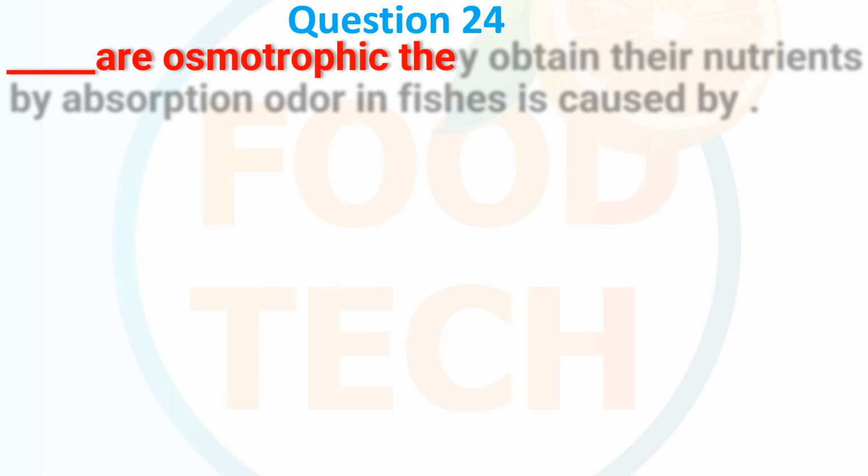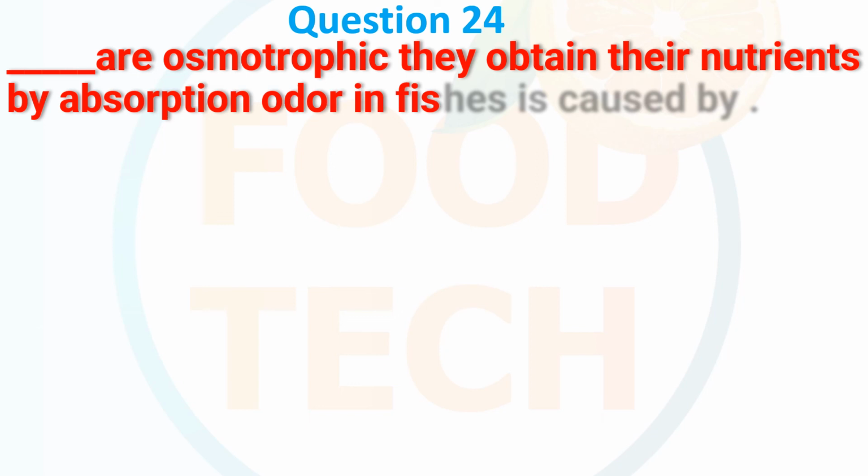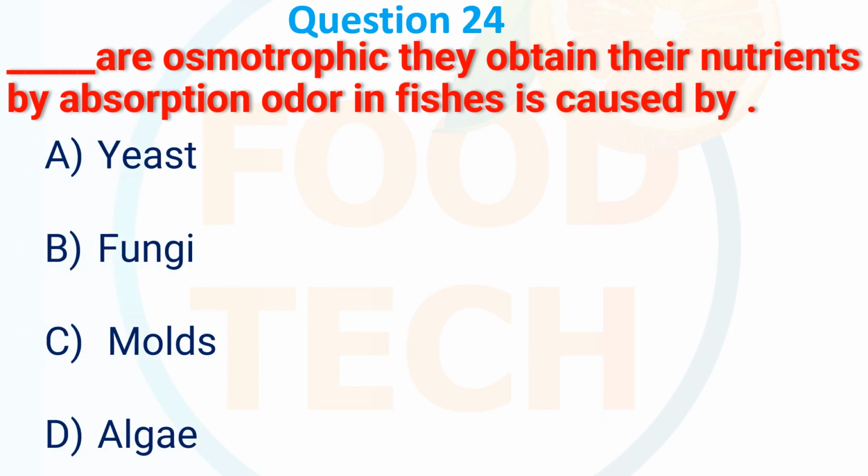Dash are osmotrophs. They obtain their nutrients by absorption. A. Yeast, B. Fungi, C. Mold, D. Algae. The answer is B. Fungi.